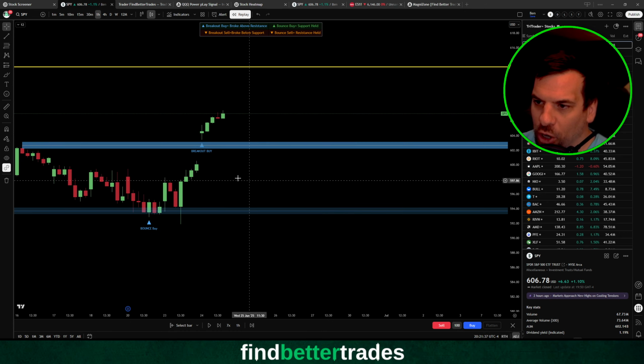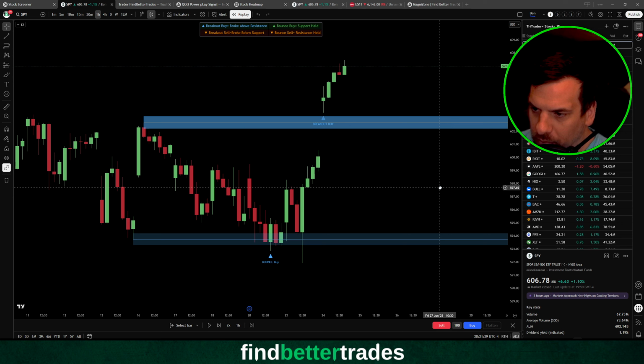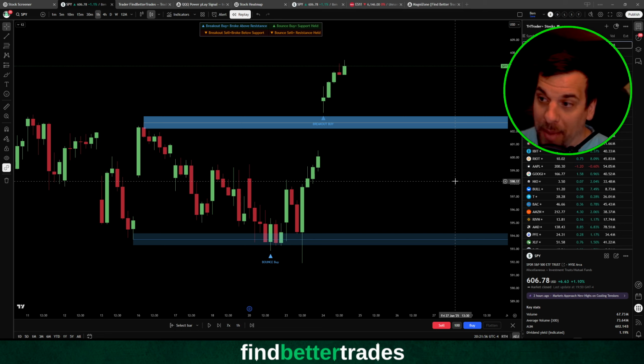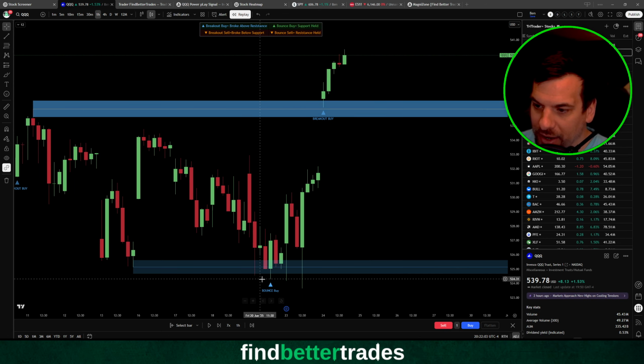So let's go ahead and start with SPY. There have been some really good trades, and I'm going to show you a couple. On the SPY and the QQQ, they both had basically 4 for 4. So 2 bounces and 2 breakouts: essentially a bounce and a breakout on the SPY, and a bounce and a breakout on the QQQ. Here it is on the SPY, and here it is on the QQQ.